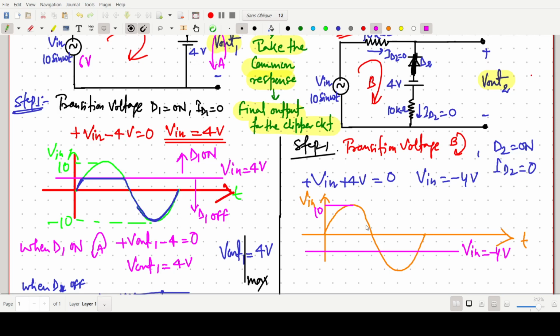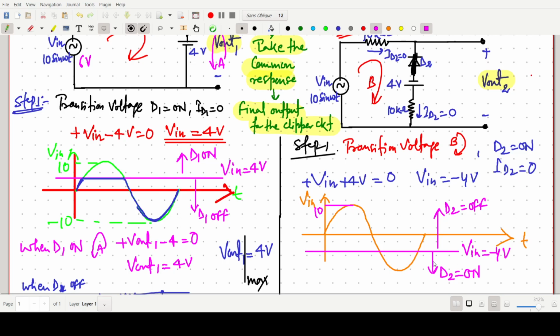When it is 5 volt, this will be reverse biased. So above this line D2 becomes off, and below this one, for any voltage, say minus 10, this one is more negative, so it will be forward biased. So D2 will be on. This kind of practice you have to do with the transition voltage: above this voltage, for any input, we have to decide whether D2 is on or off.